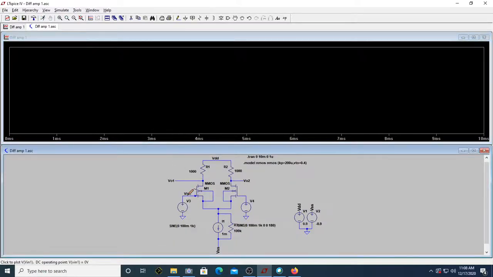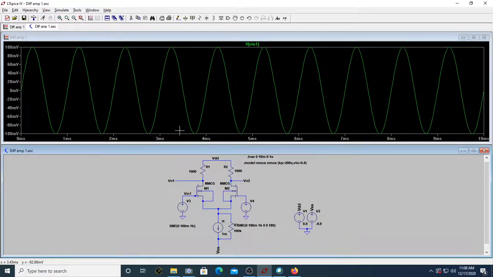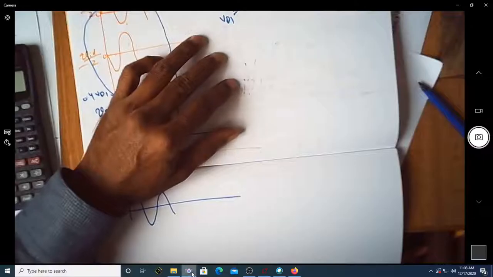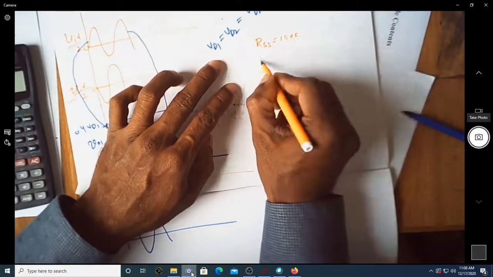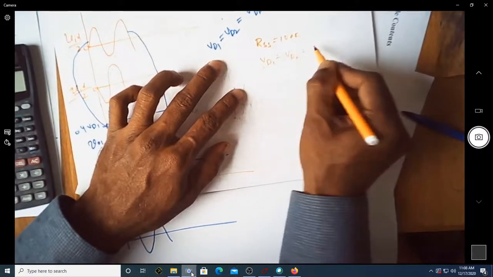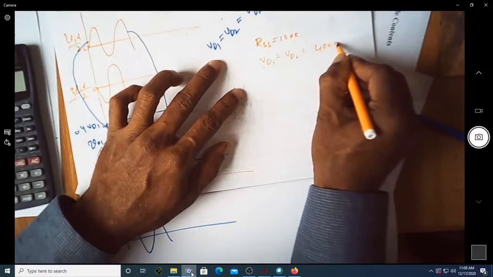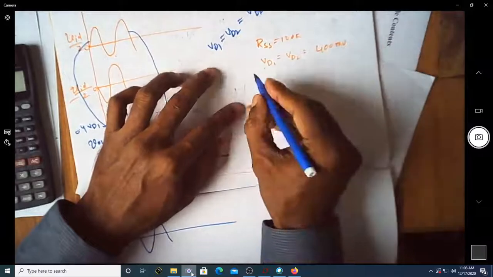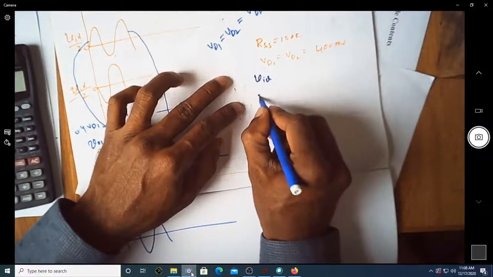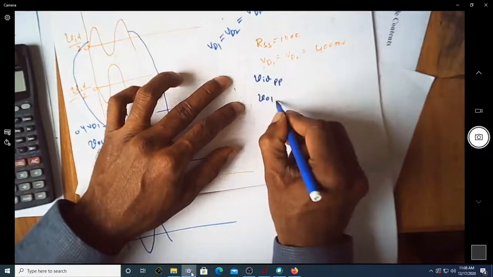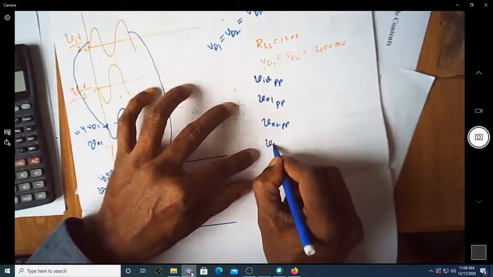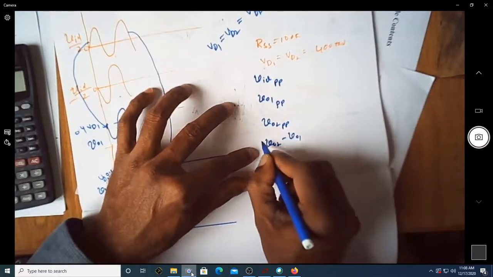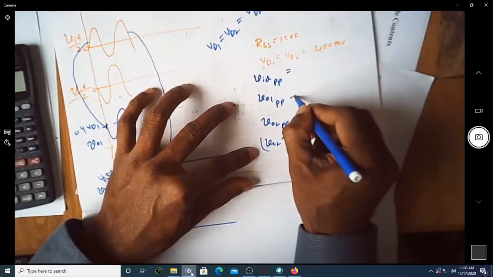Let me see the input voltage. Let me measure the input voltage peak to peaks. What I'm looking at now is with RSS equal to 100k. We found that VD1 is equal to VD2, which is 400 millivolt, and we are trying to see what VID is and what V01 is. Let us measure peak to peak. This is V02 peak to peak, then V02 minus V01 peak to peak.